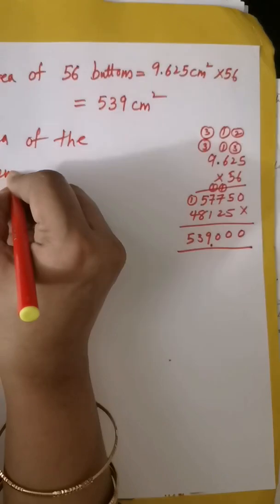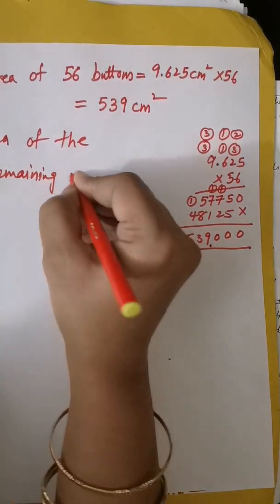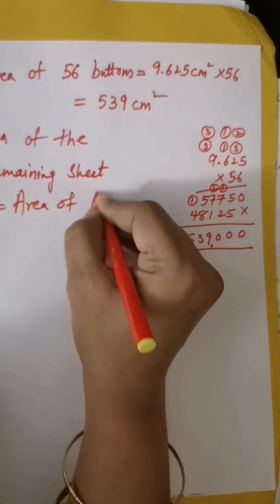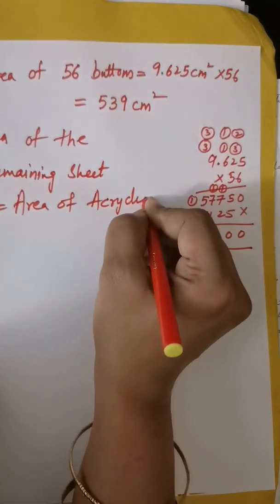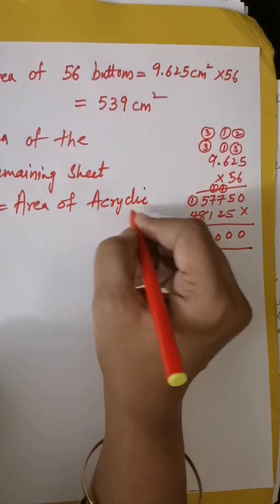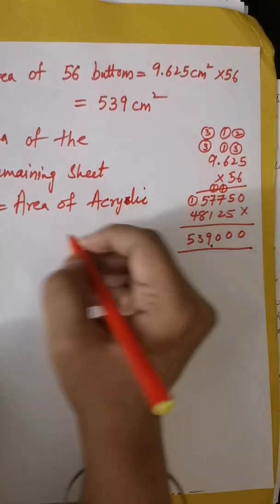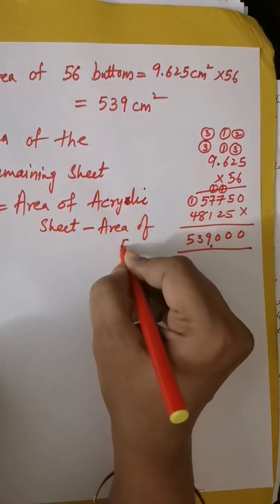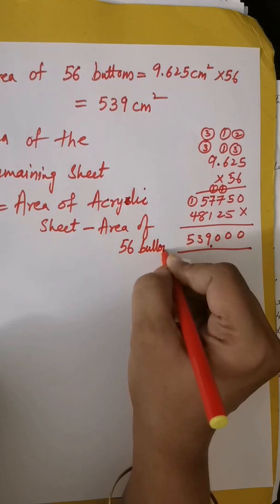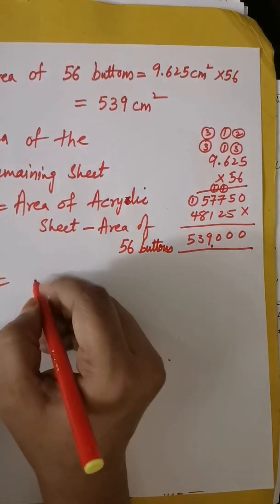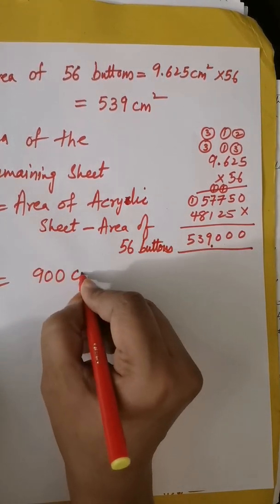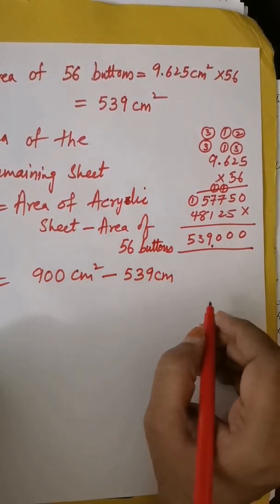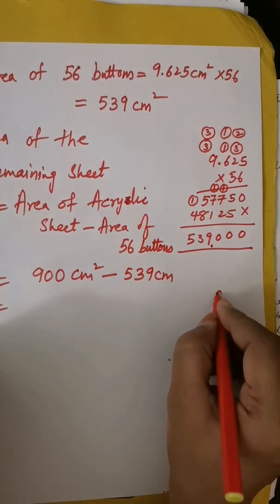Therefore, area of the remaining sheet is equal to area of acrylic sheet minus area of 56 buttons. Okay, so 900 centimeter square minus 539 centimeter square. How much will it be?